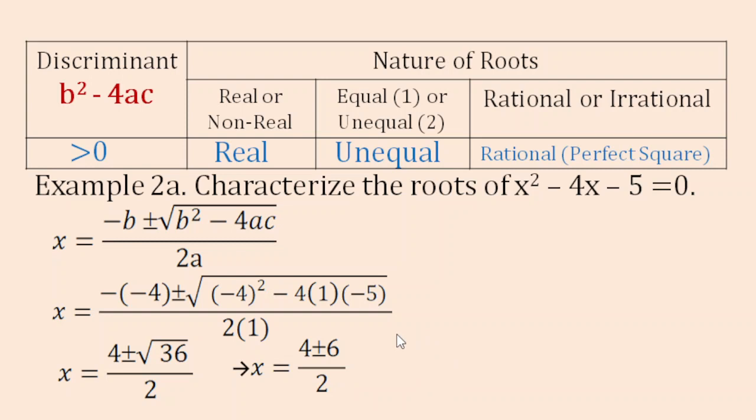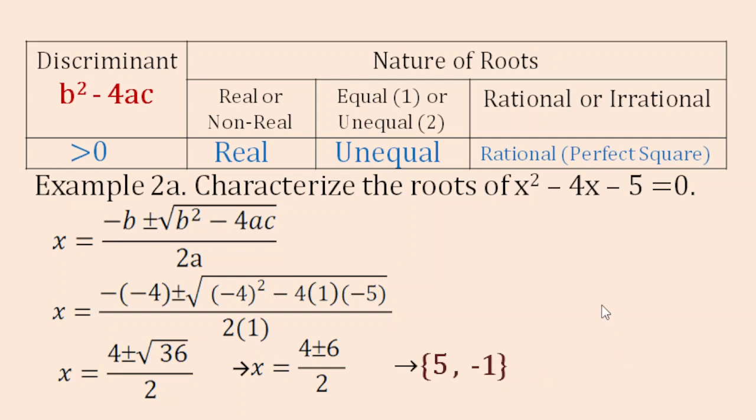To find the first root, we will use the plus sign. 4 plus 6 is 10, divided by 2 is 5. For our second root, 4 minus 6 is negative 2, divided by 2, it's negative 1.